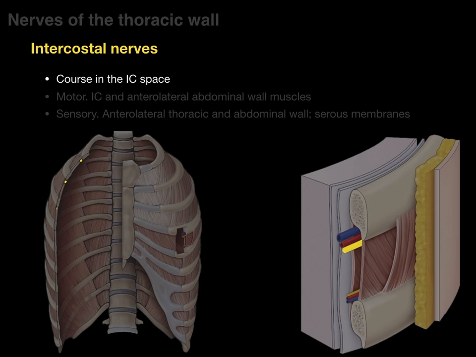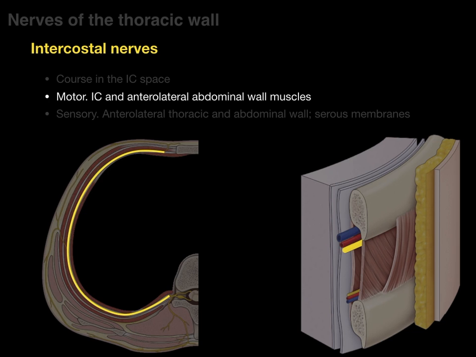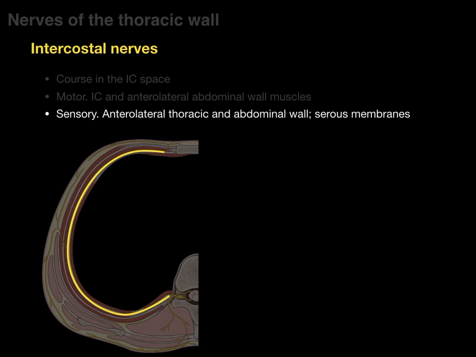And so here we have again in the coronal section, and just at the bottom of each rib in the intercostal space is where you're going to find this intercostal nerve and the vein and artery. Now, the motor of the intercostal nerves, as mentioned before, is the external, internal, and innermost intercostal muscles, as well as the abdominal muscles. And sensory is to the anterior lateral thoracic and abdominal wall.